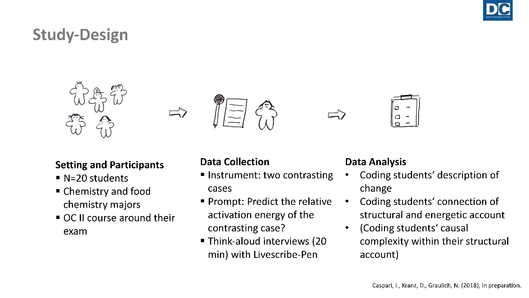As I said, it was a qualitative one, so we had 20 students, chemistry and food chemistry majors, and this time they were in an Organic 2 course around the exam. Our instrument was two contrasting cases that I will show you in a minute, and the prompt was to predict the relative activation energy of the contrasting cases. So we chose to ask for the activation energy as our question on the energy. Then we coded the students' description of change and the students' connection between the structural and the energetic account, and also students' causal complexity within the structural account, which I will not talk about today.